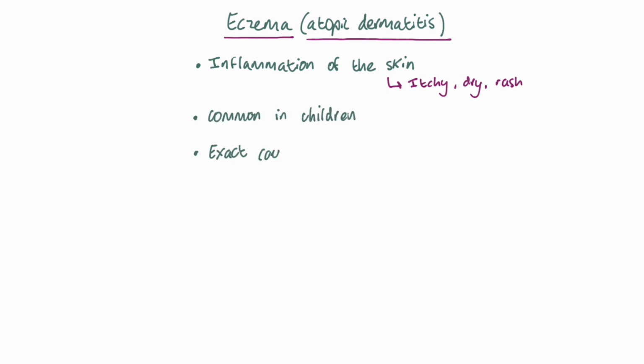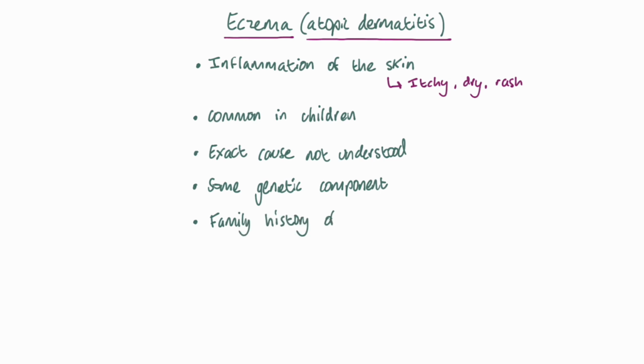The exact cause of eczema is not fully understood, however there does seem to be a genetic component to eczema, as it tends to run in families. A family history of atopy increases the risk of eczema. Atopy refers to an exaggerated IgE immune response to allergens and is seen in atopic conditions. Examples of atopic conditions are atopic eczema, asthma, and hay fever.